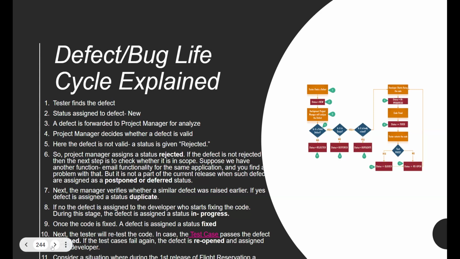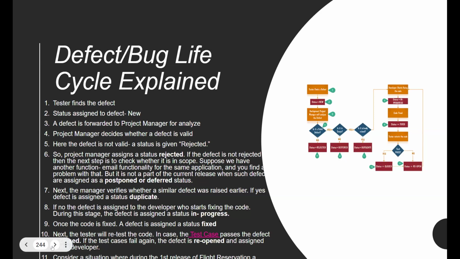If it has been raised earlier, right, she can now assign it as duplicate so that the developer doesn't even waste time looking at that. If no, the defect is assigned to the developer who starts fixing the code. During this stage, the defect is assigned as in progress. So he will now change it from open to in progress to say he has started working on it.